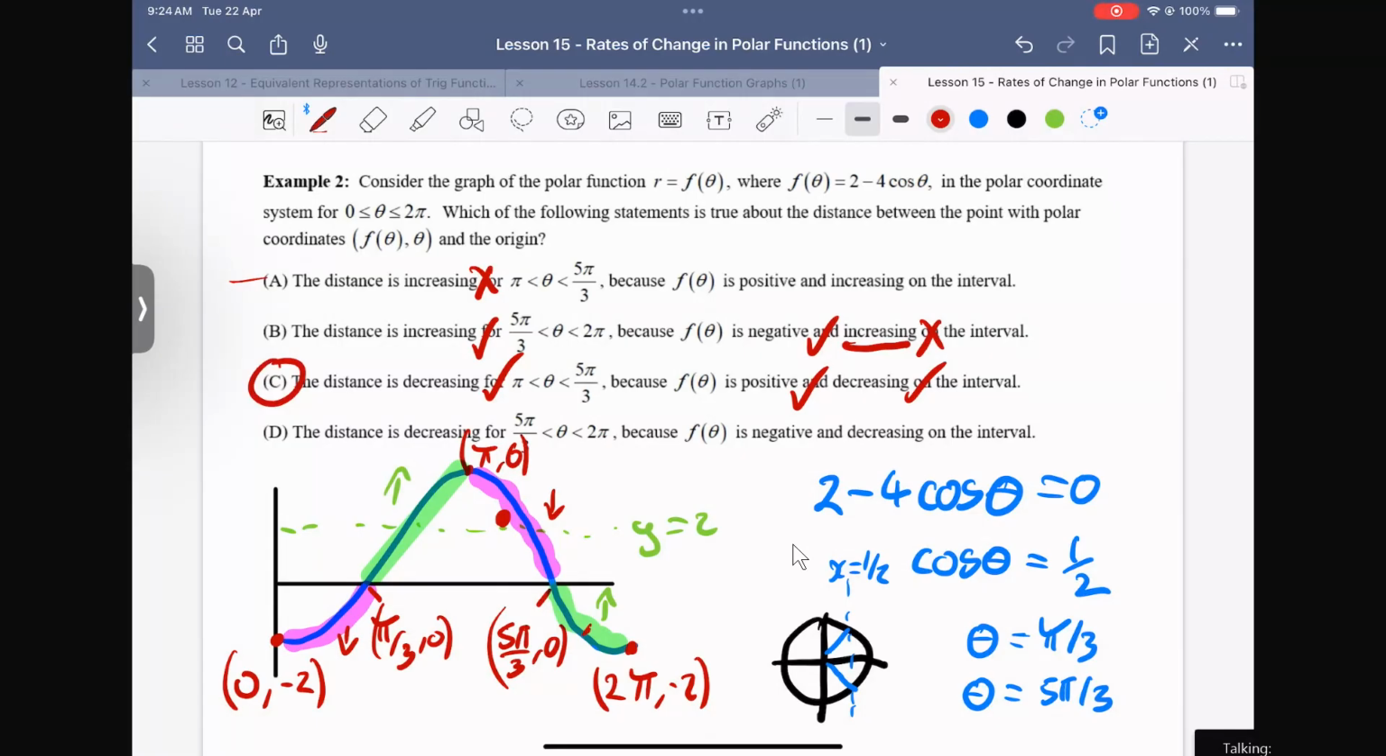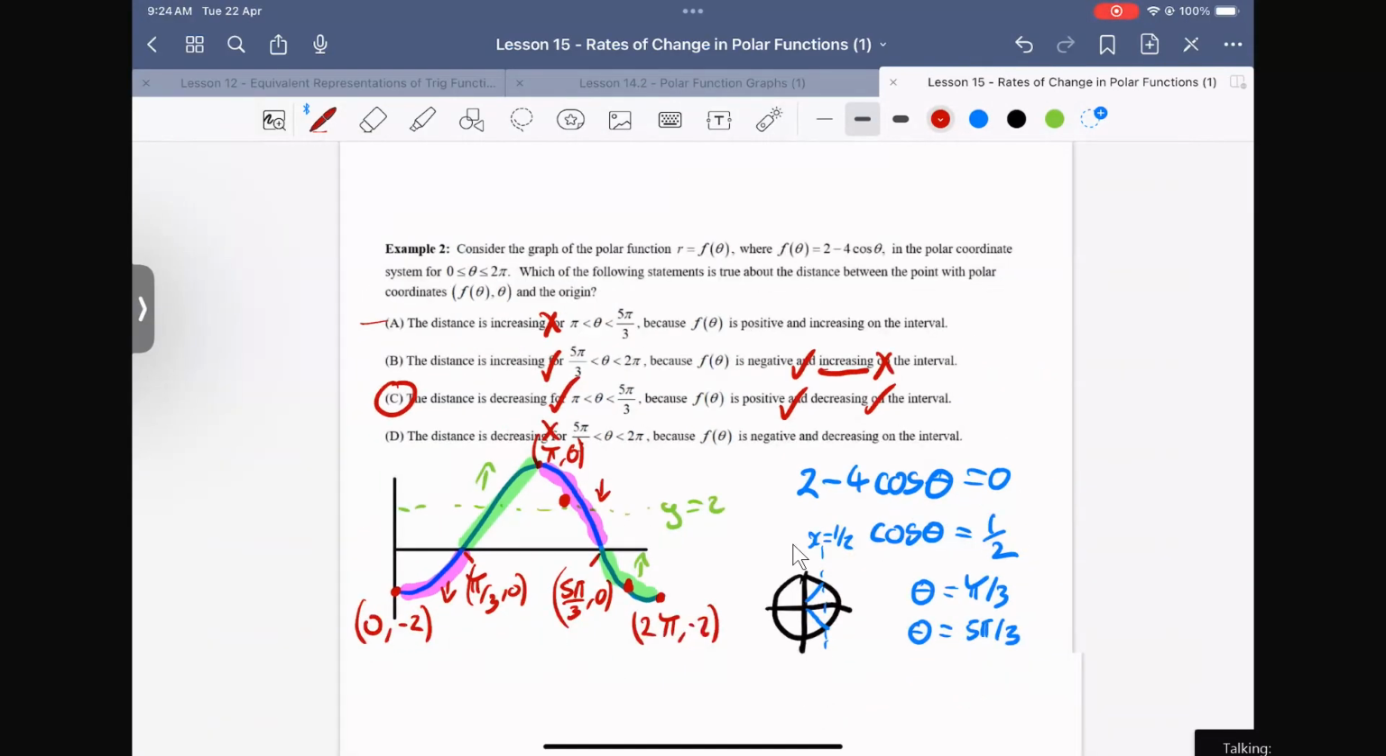Let's have a look at the last one, D. That is the same interval, that's 5 pi/3, it's down here. It's not decreasing, it's increasing. It's increasing in a negative direction. So C is the correct answer.